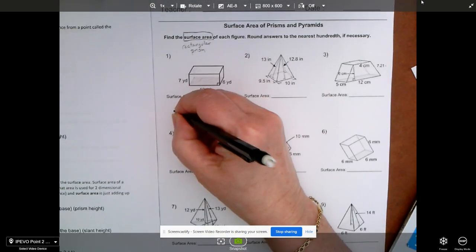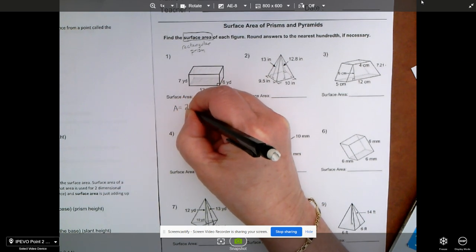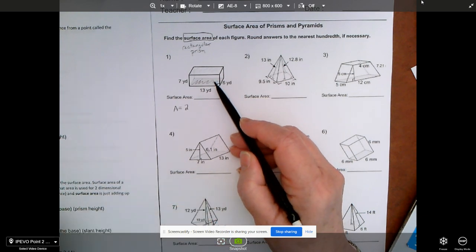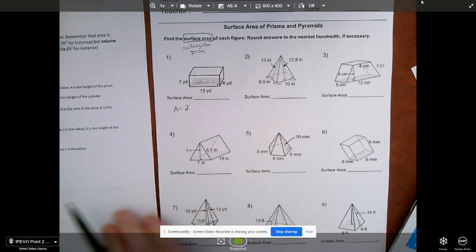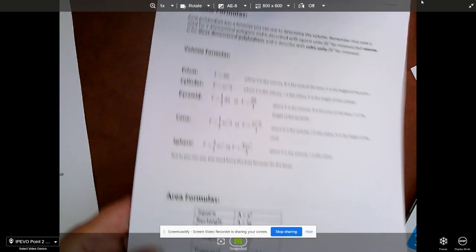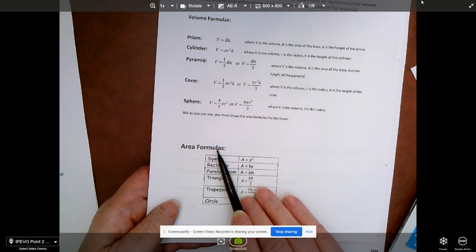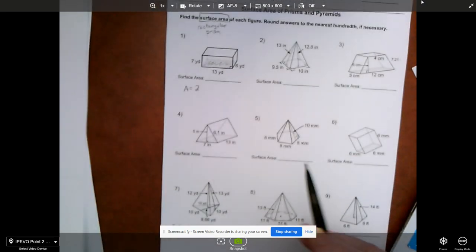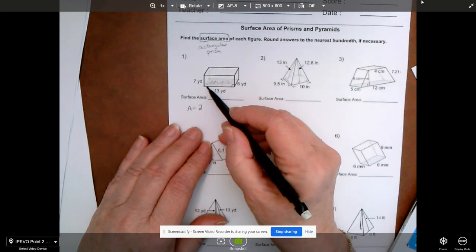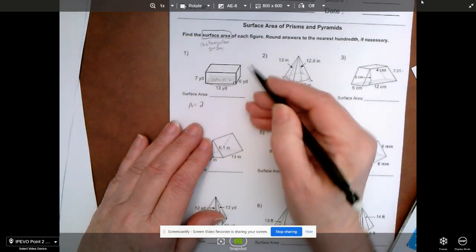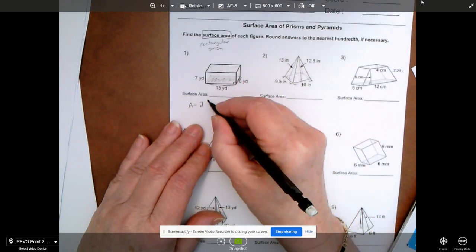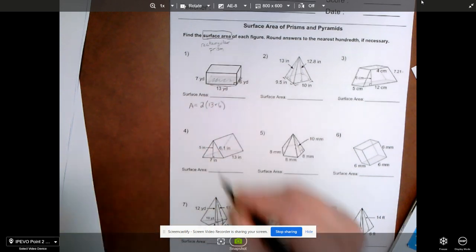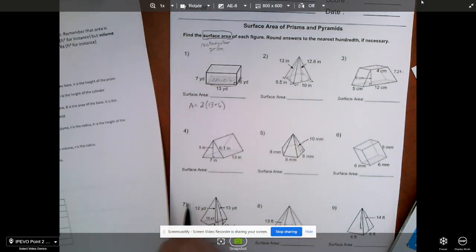So I know my area is going to equal 2 times the area of the base. Well, I know the base is a rectangle. If I can't remember what the area of a rectangle is, I can always go to my notes here in my area formula. A rectangle is length times width. So this here is my length. This here is my width. So this would be 13 times 6.